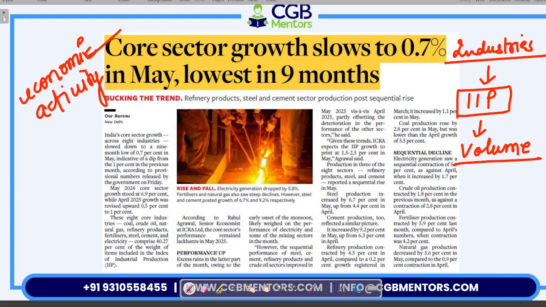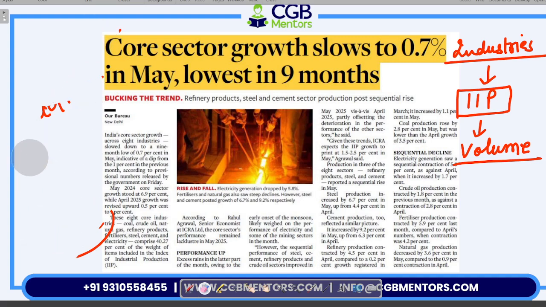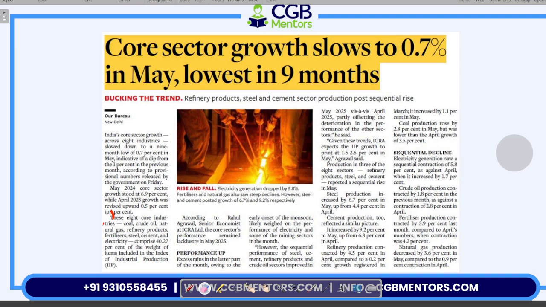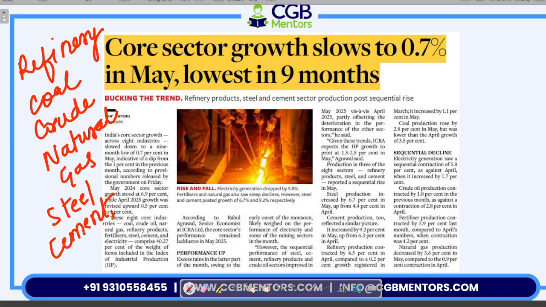So in this Index of Industrial Production, 40.2% weightage is of 8 core industries, right? 8 core industries. What are these 8 core industries? Let me tell you. See, there are certain industries which form the backbone of your economy. Backbone like refinery products, right? Like your coal, like your crude oil, right? Like your natural gas. Apart from that, your steel, cement, right? Your fertilizers and electricity, right? So these are your 8 core industries.